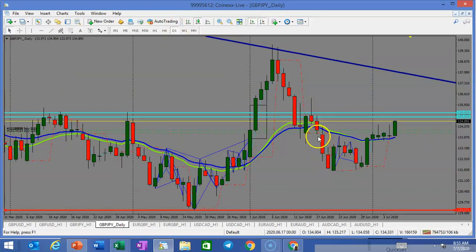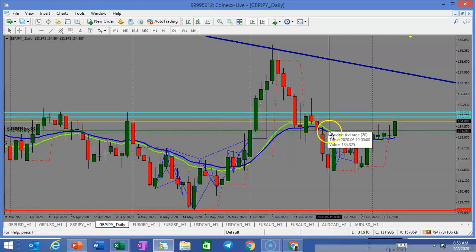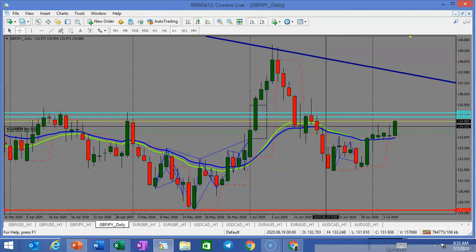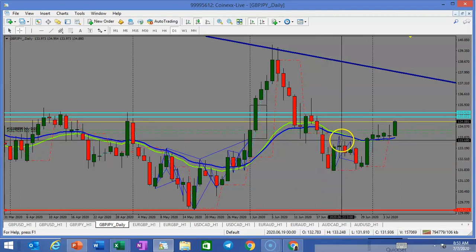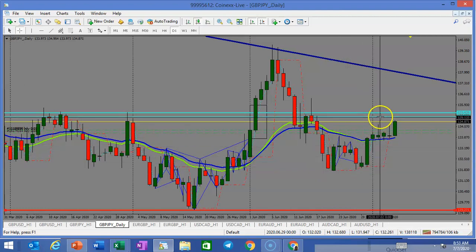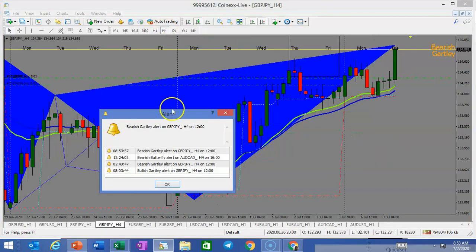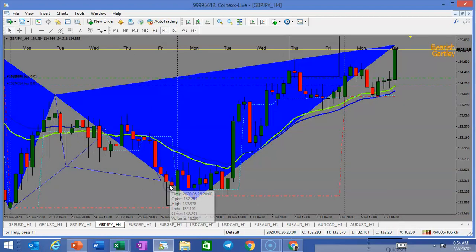On the daily, we are now in an uptrend. We have taken out a previous low, a lower high. We've taken out this lower high. This was a retracement. This was a retest. This is now a trend change. We'll be able to see that more closely as we go to the lower time frames.